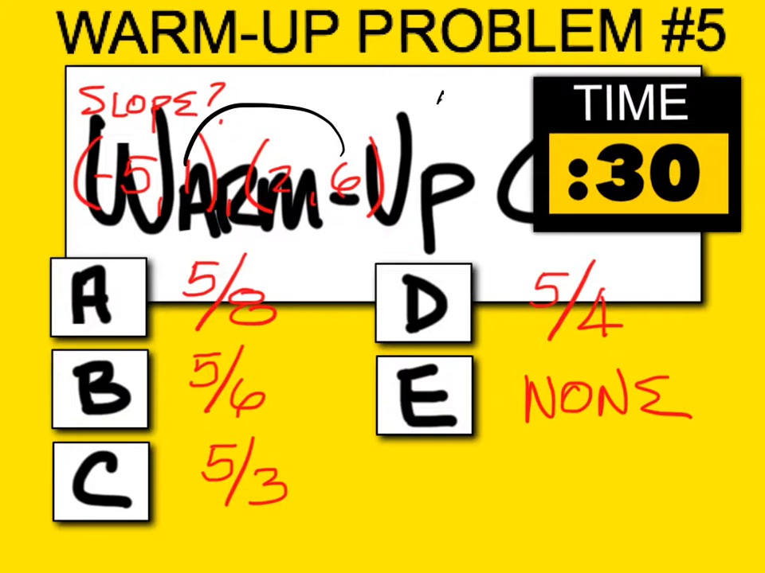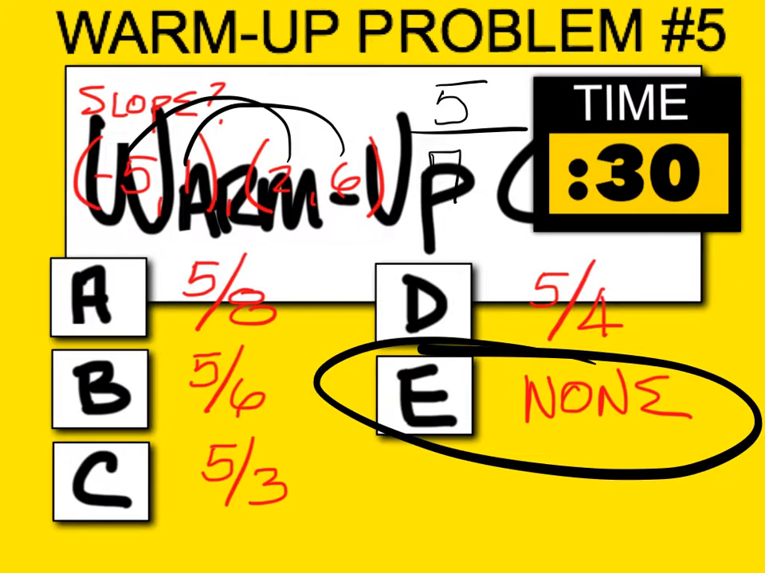6 minus 1 is 5. 2 minus a negative 5 is going to be 7. 5 over 7 is not on the screen, so the choice is E.